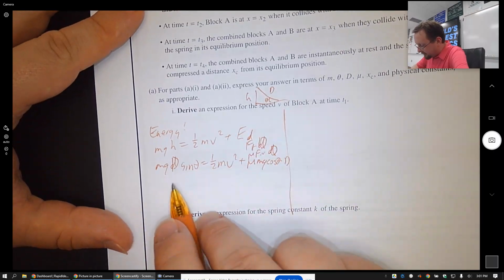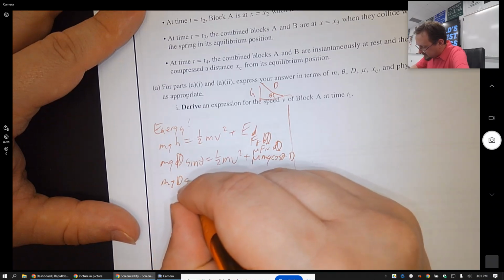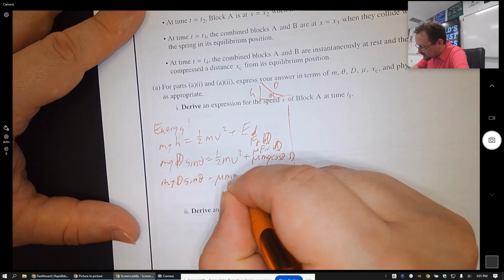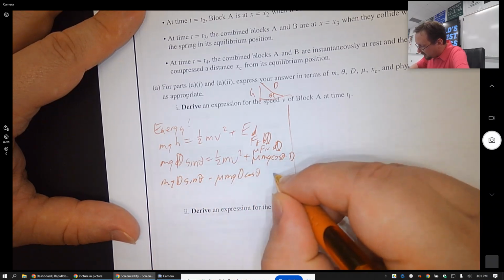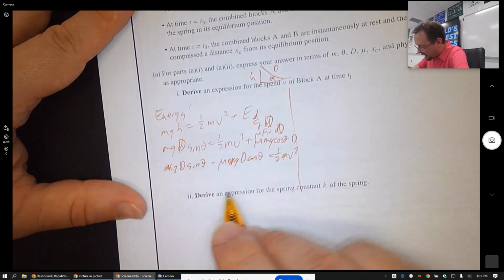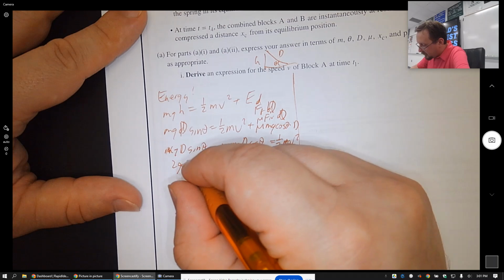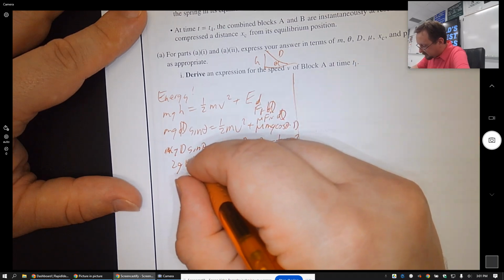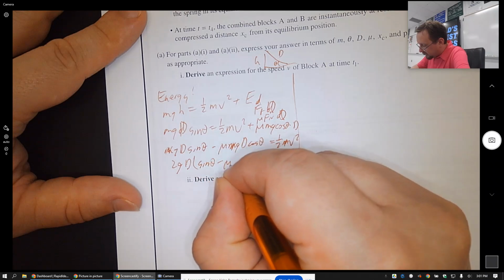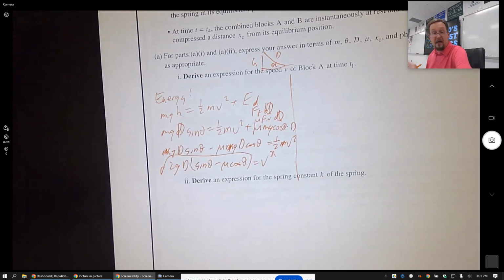So now the m cancels out. I'm going to bring this over. So it's mgD sine theta minus mu mgD cosine theta equals 1/2 mv squared. No m, no m, no m. Factor, so 2g, because we're bringing that over. D sine theta minus mu cosine theta equals v squared, so you can take the square root. Now, that's one way to do it.